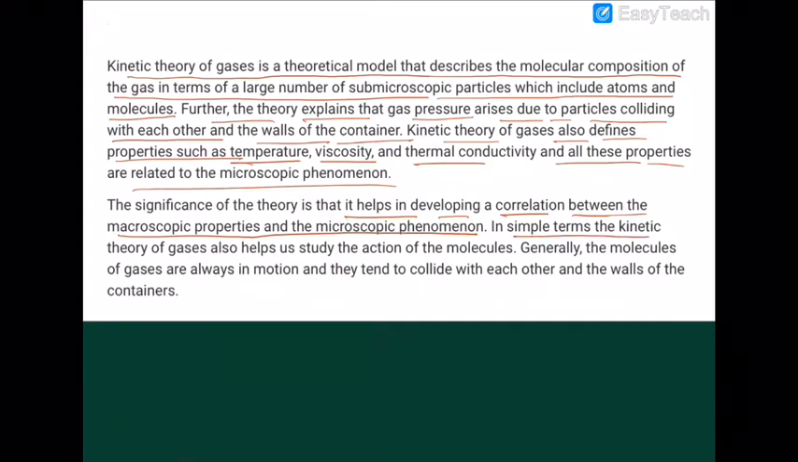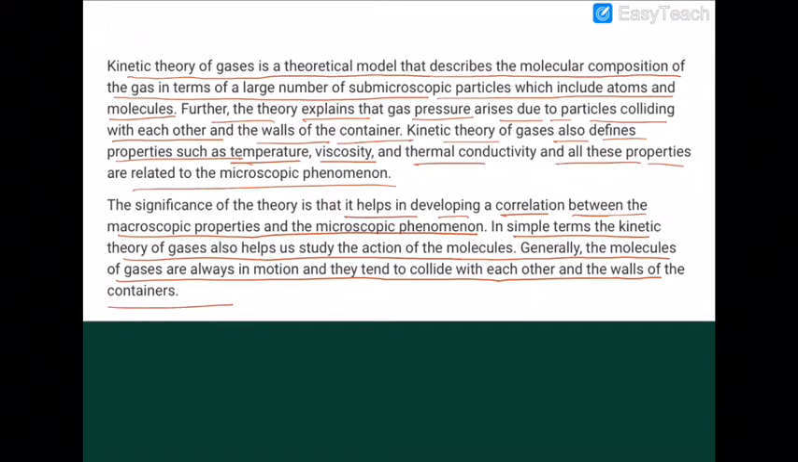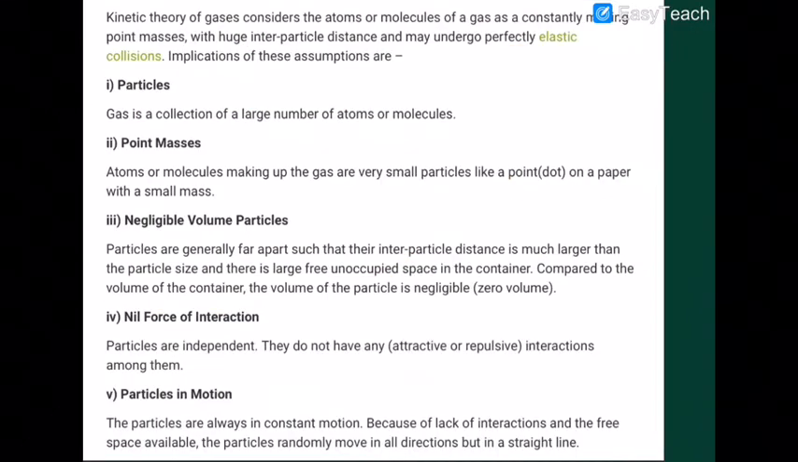In real terms, the kinetic theory of gases also helps to study the action of the molecules. Generally, the molecules of gases are always in motion and they tend to collide with each other and with the wall of the container. Now, go through the kinetic theory of gases postulates. The various postulates are given below.